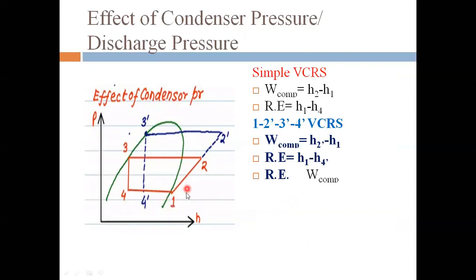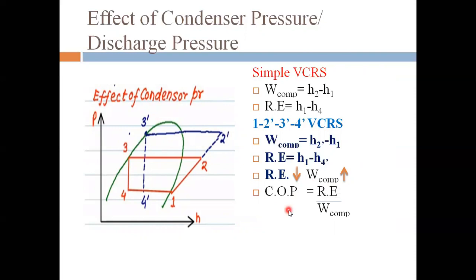In this case, W compressor is increased because we are having the high pressure. So more compression work is required. So W compressor is increased and refrigerating effect is decreased, because as already seen in the diagram, 1 to 4 is the higher line and 1 to 4 dash is a smaller line. So refrigerating effect is decreased and W compressor is increased. So that is the effect of the condenser pressure on the refrigerating effect and W compressor.